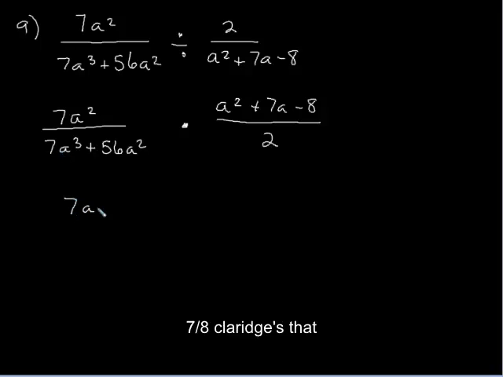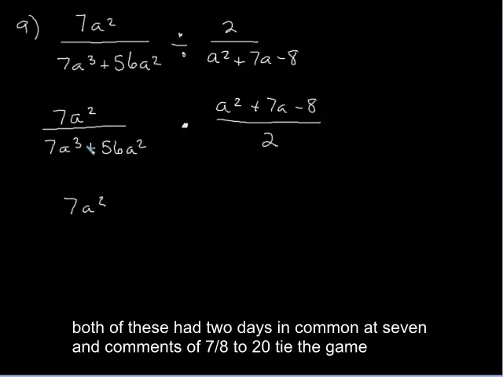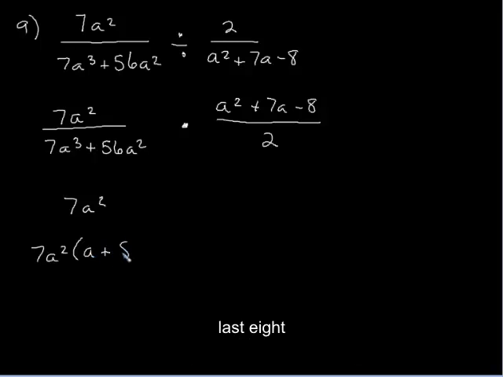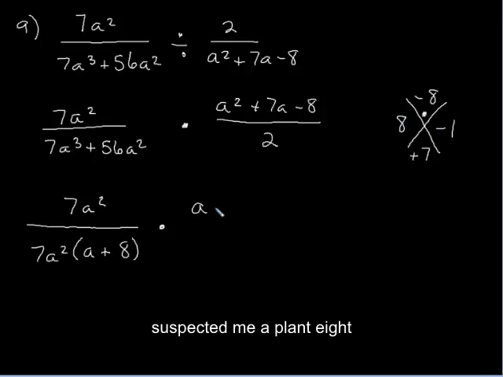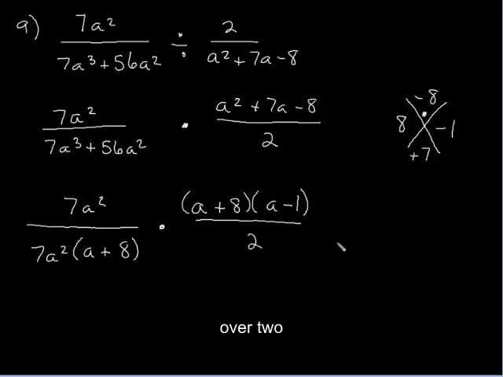7a squared is just that. Both of these have 2 a's in common and a 7 in common, so 7a squared times a plus 8. I need 2 numbers that'll multiply to make a negative 8, but add to make a positive 7: 8 and a negative 1. So this is going to give me a plus 8 times a minus 1 over 2.